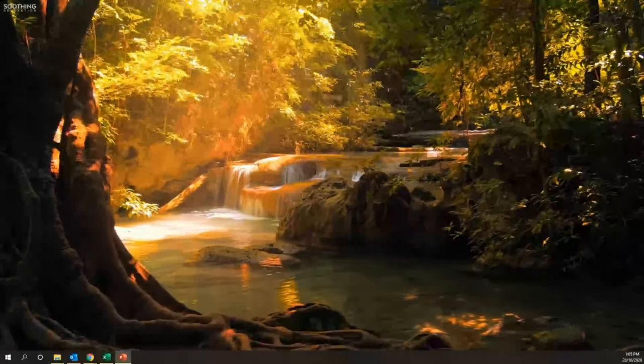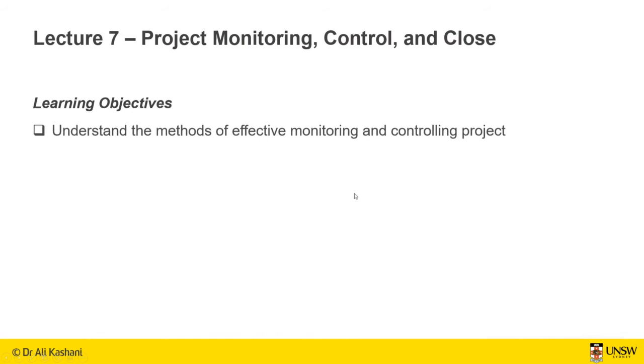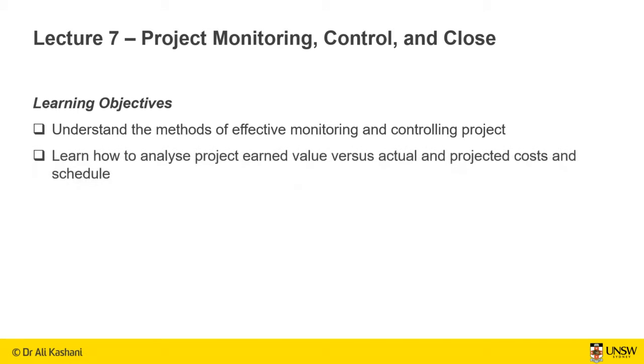We will continue our lecture today, and the topic for today's lecture is going to be about project monitoring, control, and closing the project. The learning objectives are understanding the methods of effective monitoring and controlling the project, learning how to analyze the earned value of a project and compare it with the projected costs and schedule as you've done during the project planning, and also learning different types of project controlling processes.